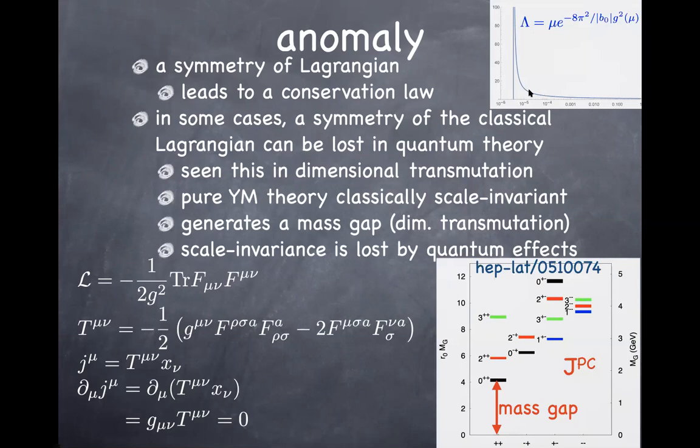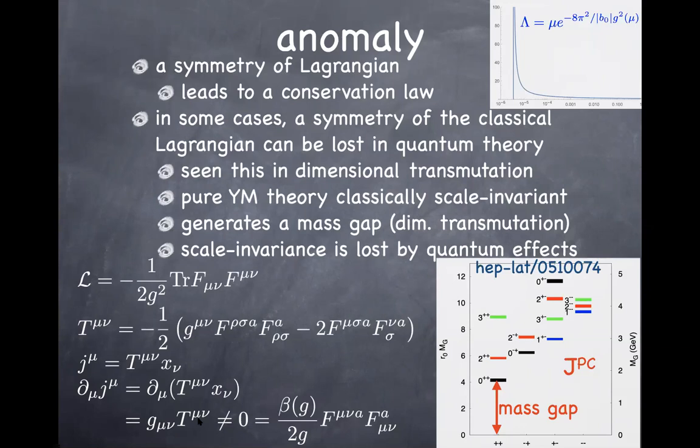So this is already an example of an anomaly. As a result, the trace of the energy momentum tensor, which tells whether the current of the scale invariance is conserved or not, is actually no longer zero. If you go ahead and compute this, it turns out that the trace of the energy momentum tensor ends up being proportional to F^{mu nu} F_{mu nu}, with the coefficient given by the beta function. This fact is called the trace anomaly.